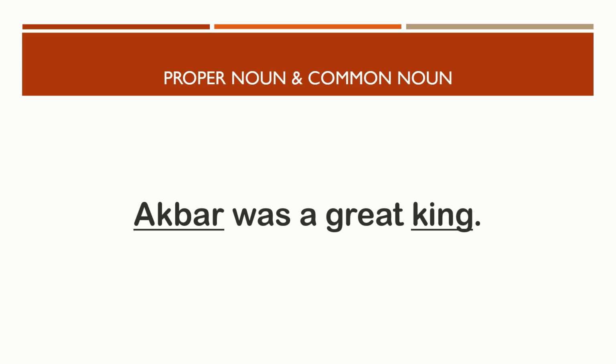A proper noun is the name of some particular person or place, and a common noun is a name given in common to every person or thing of the same class or kind. Let's get back to our previous example. Here, the noun Akbar refers to a particular king. Therefore, Akbar is a proper noun. On the contrary, the noun king might be applied to any other king as to Akbar. Hence, we will call king a common noun.